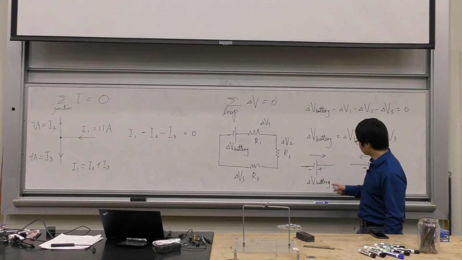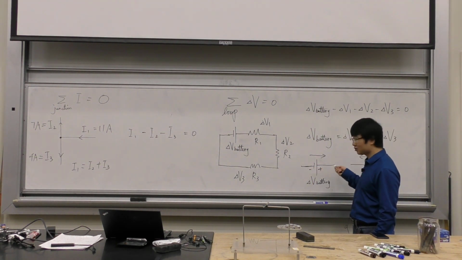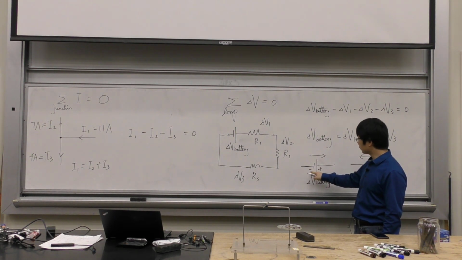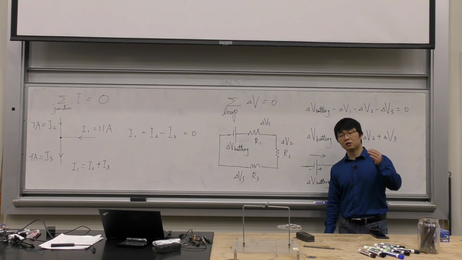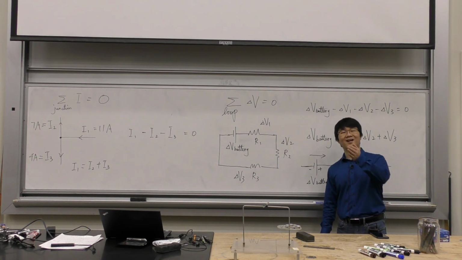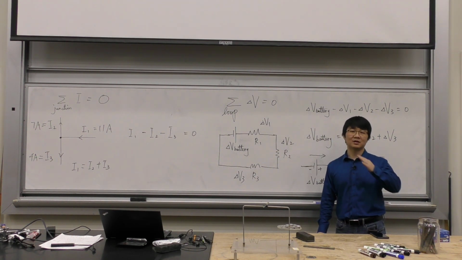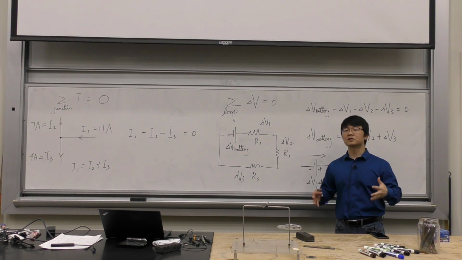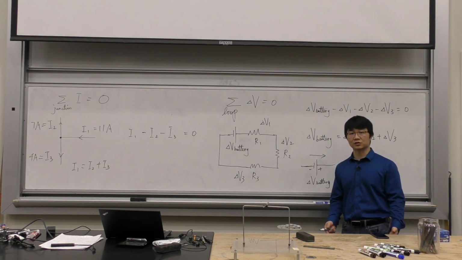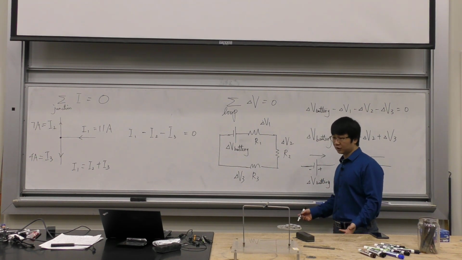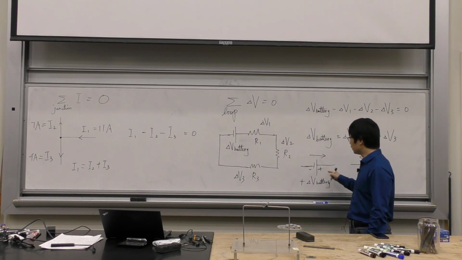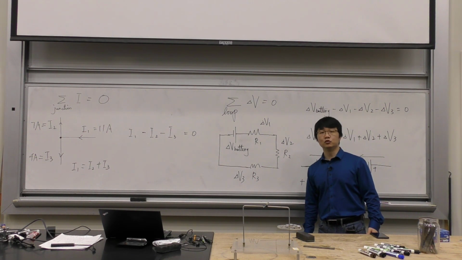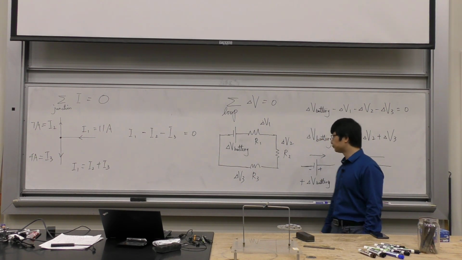Then the sign: you see that if you cross the barrier this way, you're going from negative terminal to positive terminal. You're going from a lower potential to a higher potential. You're climbing up, so you're increasing the potential. The potential increases, right? So you're adding potential, so you put a positive sign. So that's going to be the term you write down in that loop equation, okay?